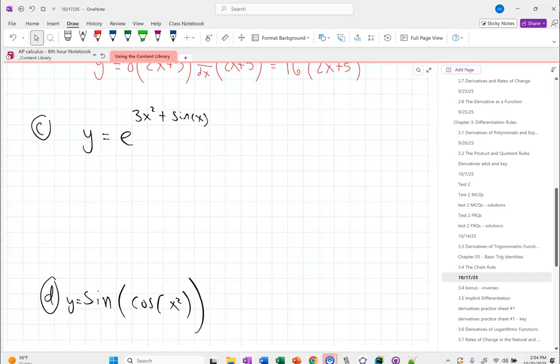All right. Do we see a composition? Yeah. Okay. e^x is the outer. Good. 3x^2 + sin x is the inner.